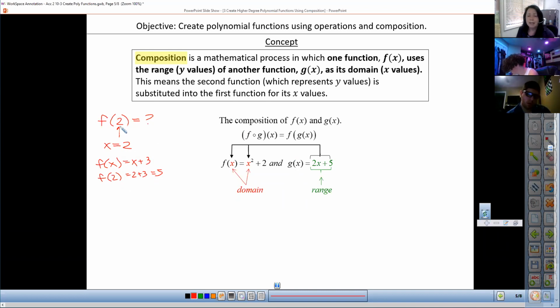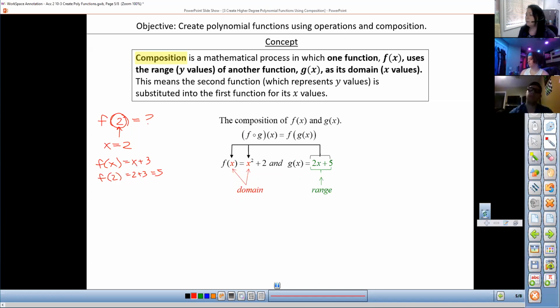But instead of plugging in a number like we do here, we have another function which has x's in it. So that's what makes it look a little bit different and require a little bit more of our algebra skill. So here it's demonstrating this idea. And we also have to learn how to make sure that we recognize the notation for composition.